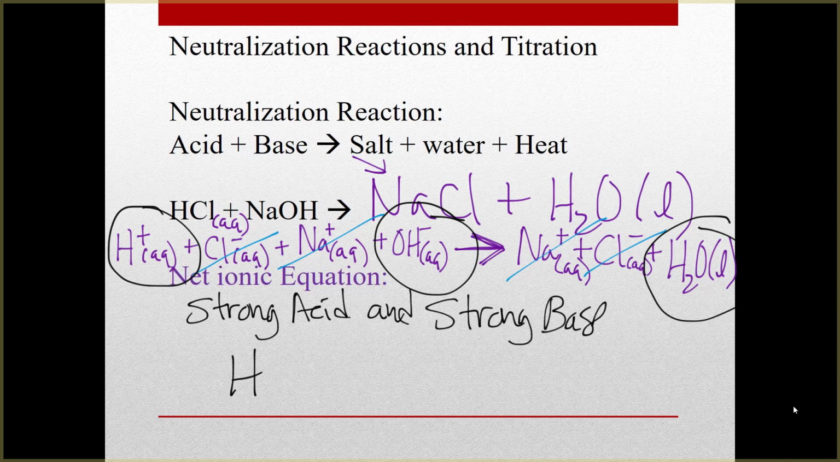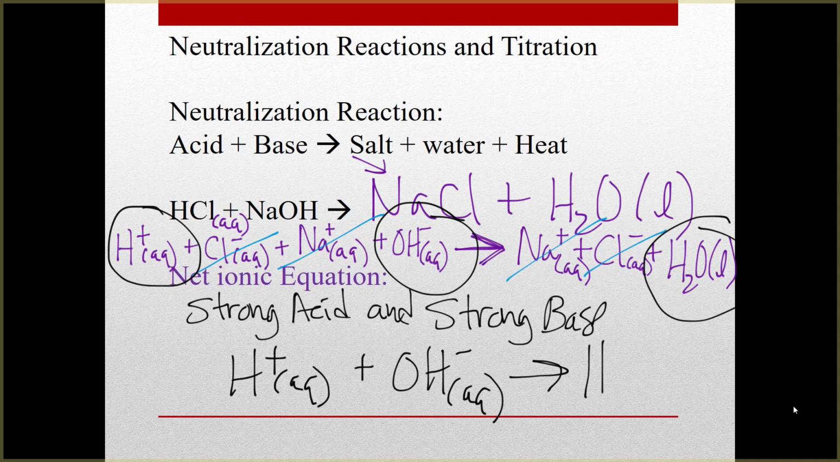It will always be hydrogen ion from the strong acid plus hydroxide ion from the strong base, and I will make water. There are also reactions if there's weak acids and strong bases and strong acids with weak bases, but I'm not requiring you to know those equations. The only one that I want you to know is when a strong acid and a strong base react, we get water in our net ionic equation. So hydrogen ion plus hydroxide ion yields liquid water.